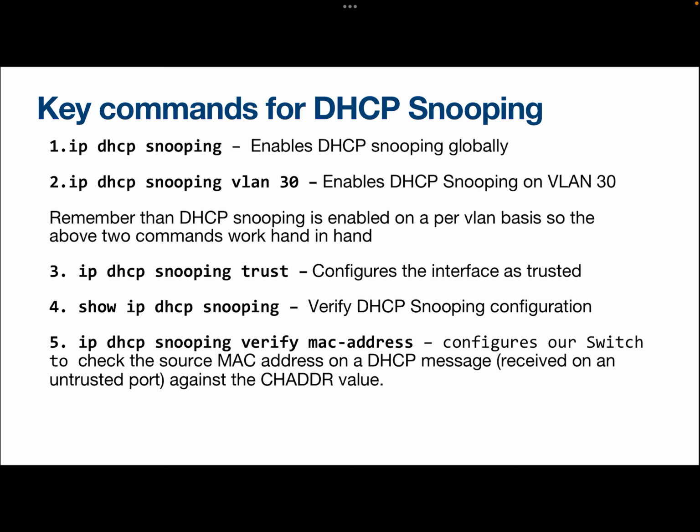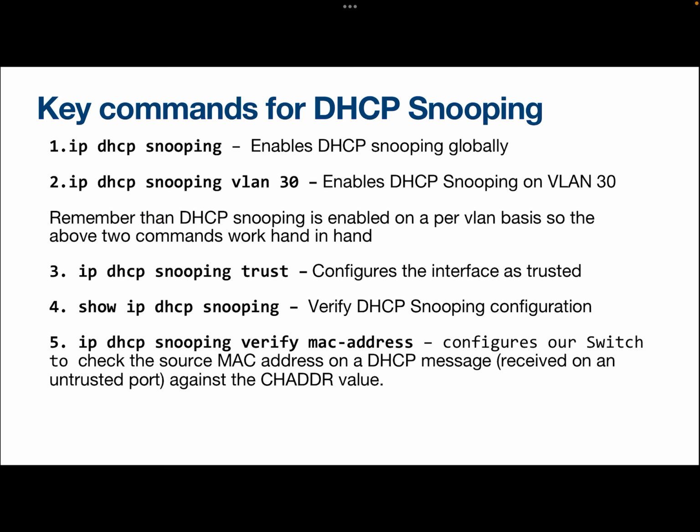Firstly, ip dhcp snooping. If you remember, I said earlier that there are two commands. We need to enable DHCP snooping globally and then enable it per VLAN, because it works on a per VLAN basis. So firstly, we enable it globally: we configure ip dhcp snooping on our switch, and then we do ip dhcp snooping vlan followed by the VLAN number to enable DHCP snooping on that VLAN. So these two commands work hand in hand.